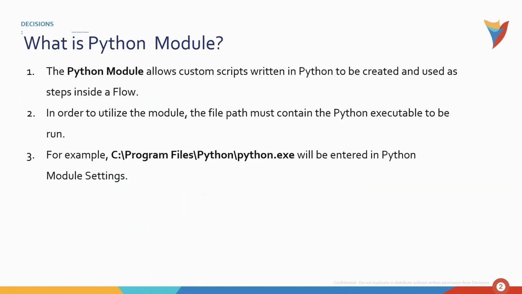For example, if the Python executable is stored in the following path, that is C, Program Files, and a Python folder, the path to enter in Python module settings within Decisions would be C:/Program Files/Python/python.exe. In case of containers, the Python executable is already included in the container image. So the default path in the Python module settings would be /usr/bin/python as shown.